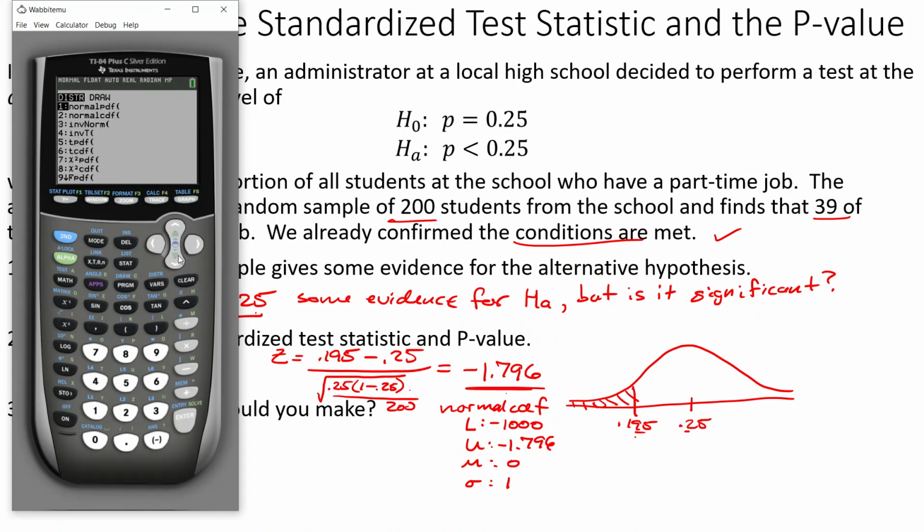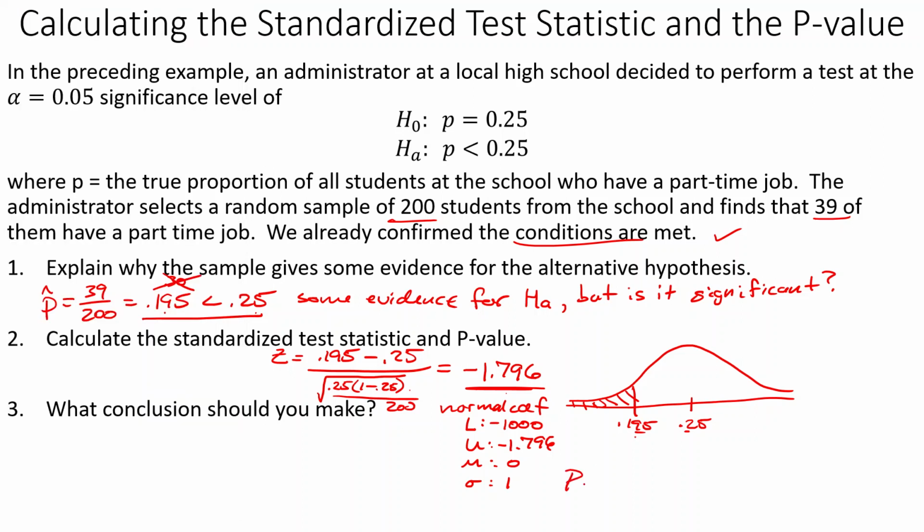Second distribution, normalcdf. We're going way down, and that number will work. Negative 1.796 is our z-score. We're going from 0 and 1 because we're working with our standard normal curve and z-scores. And we get that our p-value is 0.036. All right, that's pretty small.